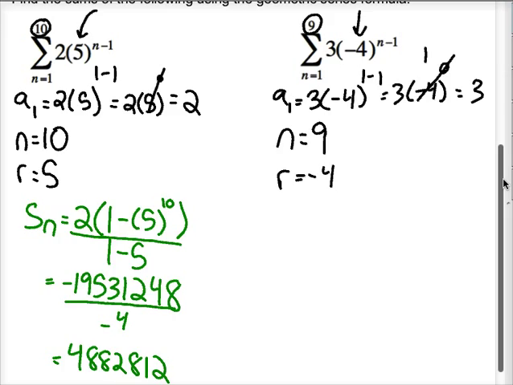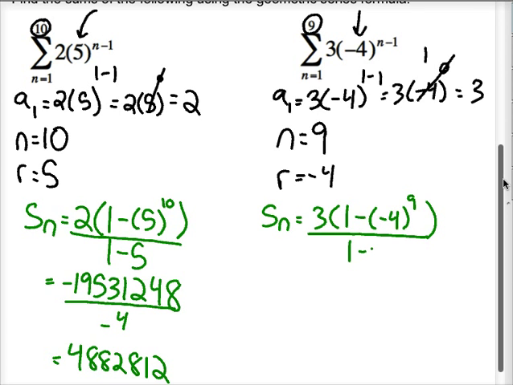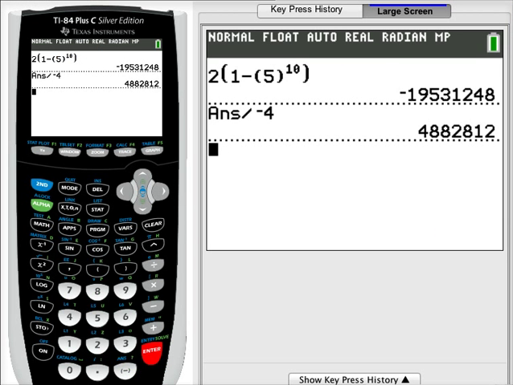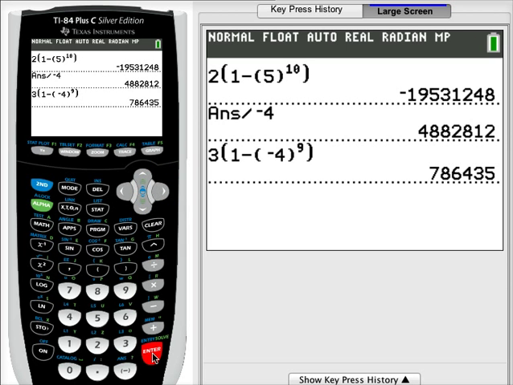So let's plug this in. Our sum is going to be A1, which is 3, times 1 minus negative 4 to the 9th, over 1 minus R. So we need to calculate the top of this. 3 times 1 minus the negative 4 to the 9th power, and we get 786,435.